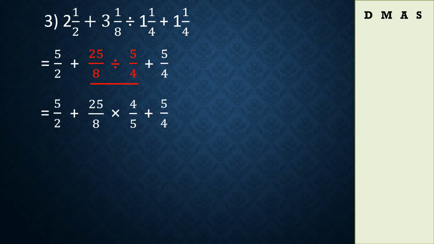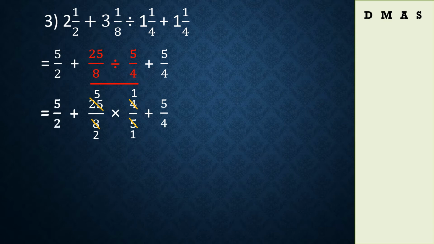Now simplify 25 by 8 multiplied by 4 by 5. See, 5 and 25 both are divisible by 5. So divide. 5 ones are 5 and 5 fives are 25. Again, 4 and 8 both are divisible by 4. So divide. 4 ones are 4 and 4 twos are 8. Now it cannot be further divided. So write plus sign and 5 upon 4 as it is.